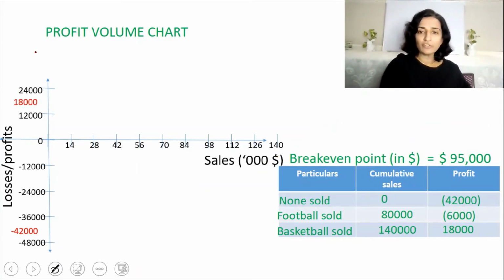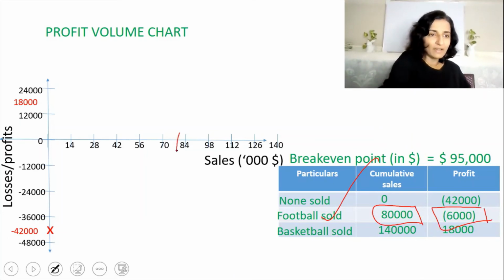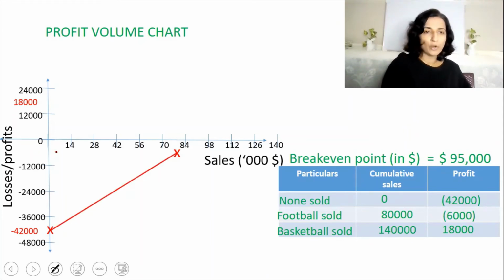So what is the first point of plot? When the sales is $0, our profit is negative 42,000. So that is here indicated by the red cross. Now the next point of plot is when we are selling footballs, we have a sales of $80,000 and a profit of negative 6,000. So $80,000 is somewhere here and negative 6,000 is somewhere here. So the point of plot is here. So I will be joining those 2 points to get a portion of the profit line.